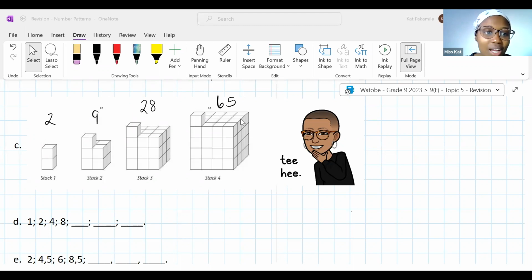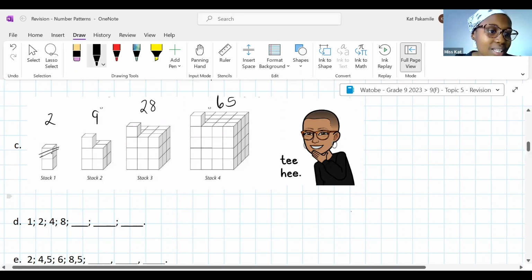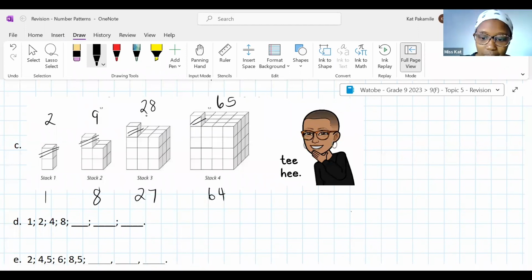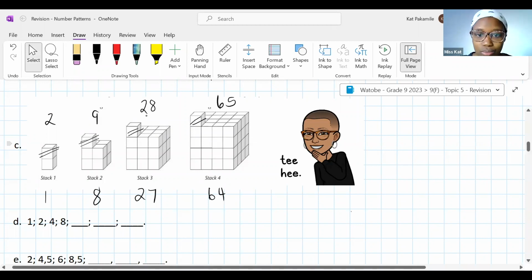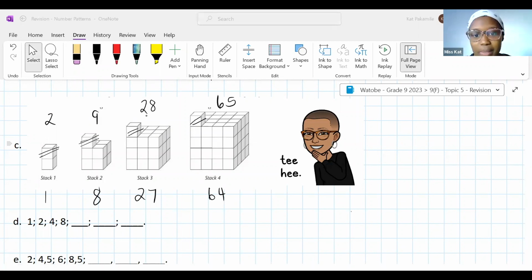Guys, just subtract the number that's on top, the shape that's on top here, and try to see if you recognize it. If I take this block away that's on top, this is going to be 1, right? And if I take this block away, this is going to be 8. If I take this block away, this is going to be 27. And if I take this block away, this is going to be 64. What's going on with those numbers, guys? The shape should give you a clue. What type of numbers are they?